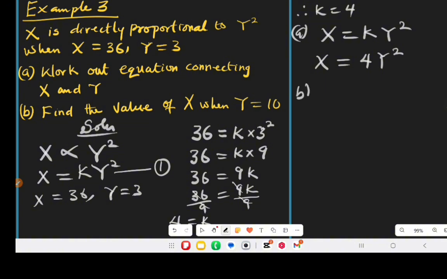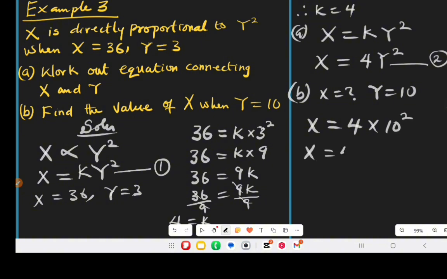Now we work B. We use this equation connecting x and y. We can name this 2. We use 2 to work B. Find the value of x when y is 10. Then x is not given, y is equal to 10. If we put it into this formula, we have x is equal to 4 times 10 raised to the power of 2. 10 raised to the power of 2 gives us 100. X is equal to 4 times 100 gives us 400 as the answer.